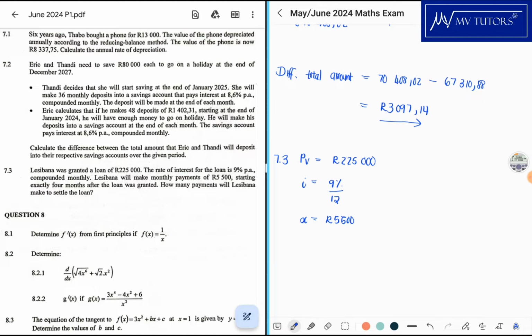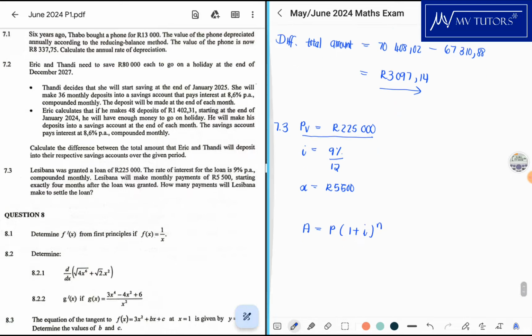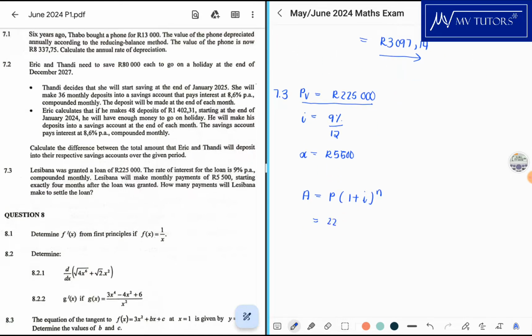All right, guys, at this point, you must know that the money is not just sitting in the bank account doing nothing. It is accumulating interest. Money is always working. So after 4 months, his present value will not be 225,000 Rand anymore. It will be more, and we have to determine that. Now it says, how many payments will Lesibana make to settle the loan? So we need to take this amount and get a new present value. In order to do that, because we're dealing with a lump sum, we're going to use our compounding formula. What is our principal amount? It's that 225,000.